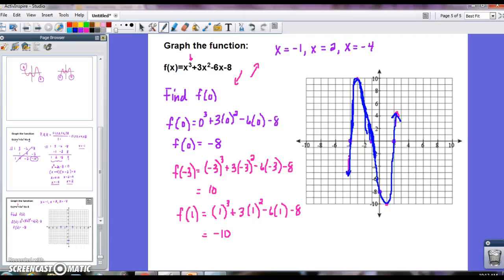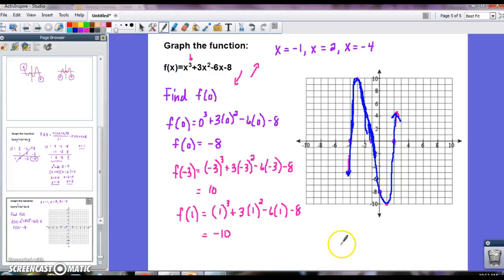Notice I plotted just a couple of points between my zeros to get an idea of where my graph went, because I didn't know if it went up really high or if it was just going to be a little hump in here. So I needed to figure out what was going to happen there. That's why I plotted those extra points.